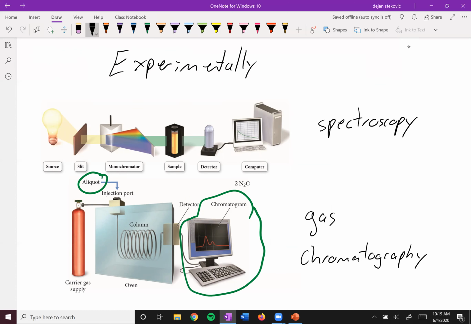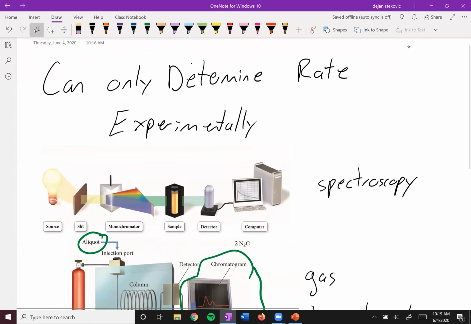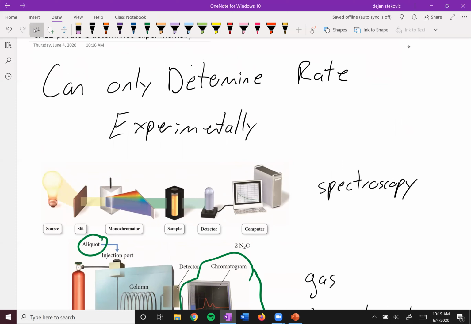So we won't go in depth on the experimental stuff, but you do need to know that rate can only be determined experimentally.